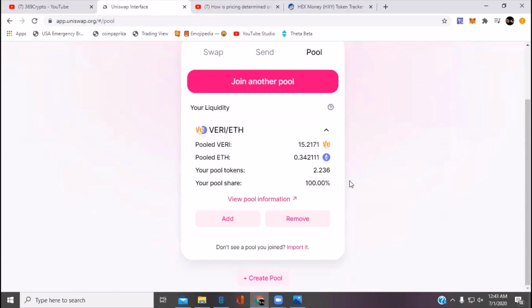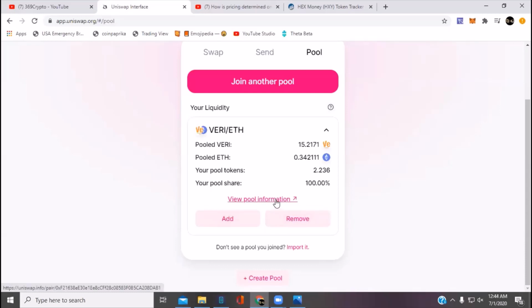And since I'm the only provider, it's easy to look at. So pooled Ferry is 15.2171, pooled Ethereum 0.342111, and that's my tokens pool. So it's part of the pool tokens I own 100% of. And if you want to add liquidity or remove liquidity, do it with these two buttons.